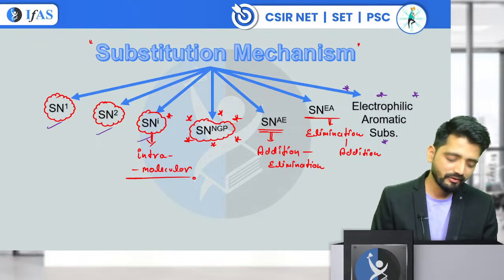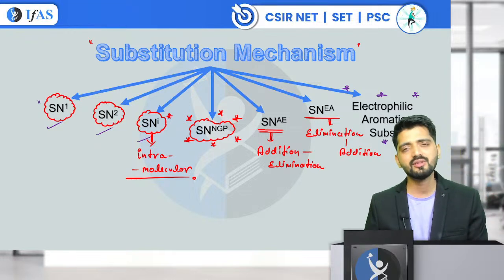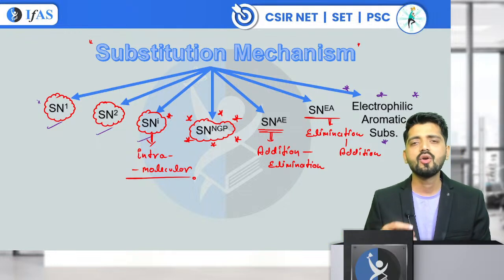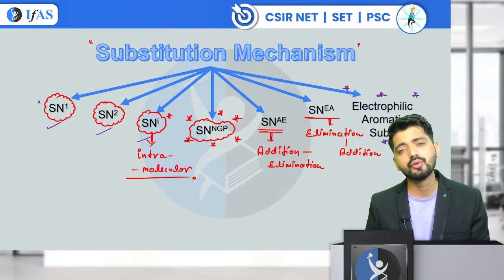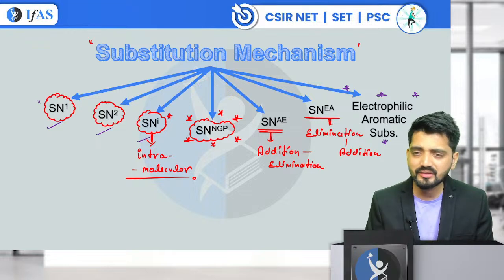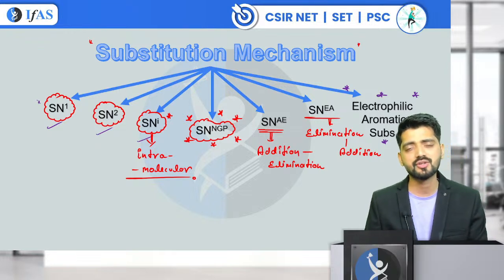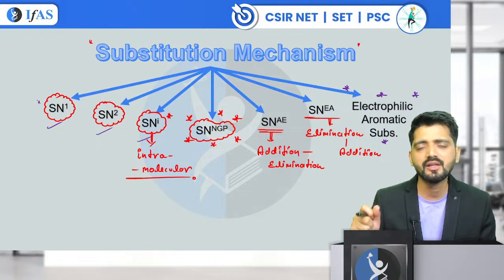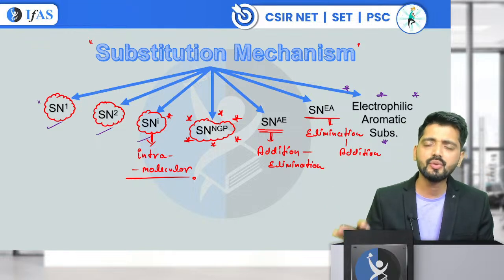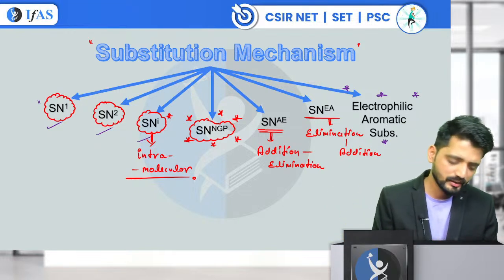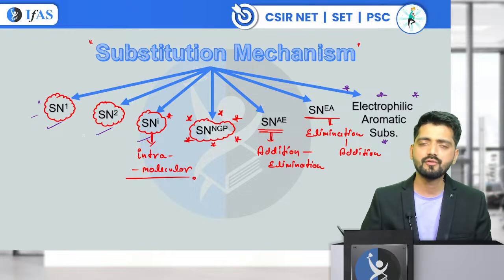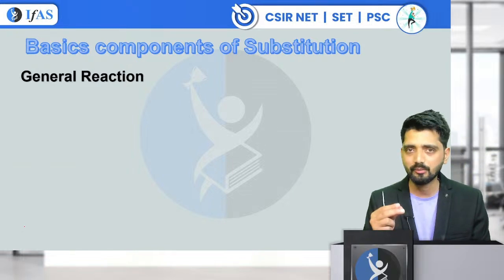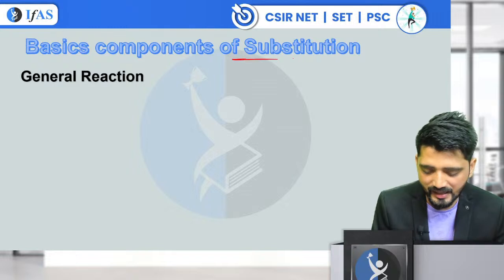But if I straightforward start with SN1 reaction, then it will be very unjust with you people, because without understanding what is a nucleophile, what are the factors which affect the nucleophilicity of any nucleophile, and what are the basic components involved in any substitution reaction, we cannot understand these mechanisms in a very complete manner. It's very important to understand the basics first. So without starting these mechanisms straightforward, what would be the best way to first understand what is a substitution reaction, or we can say what are the basic components which are involved in any substitution reaction.